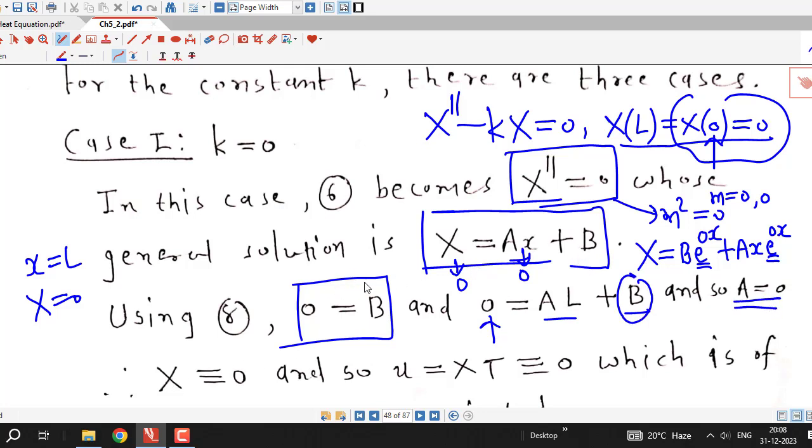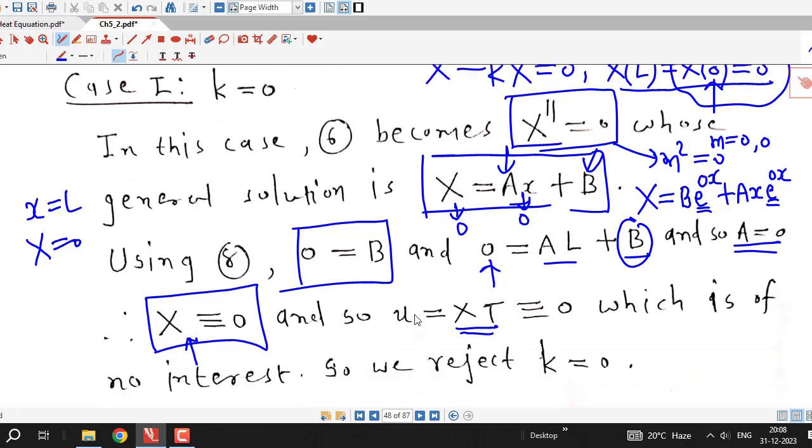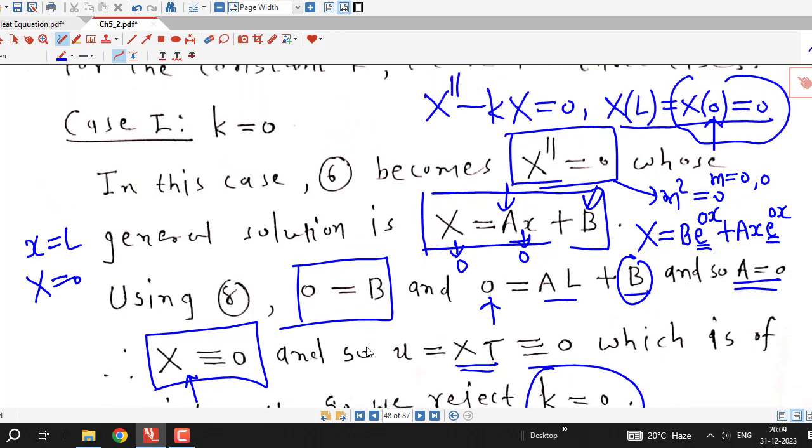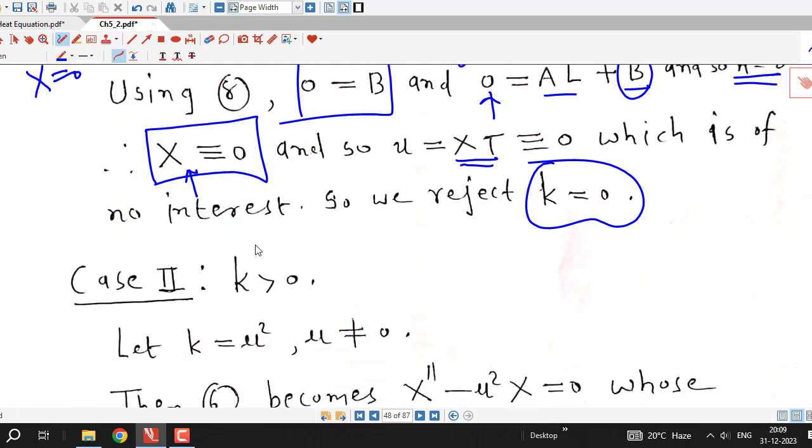And hence we can put the values of a and b here, and we obtain that capital X is identically 0, or the value of capital X is 0 for all values of small x. And u is the product of X and T, and capital X is identically 0, therefore u is also identically 0, and we are not interested in the 0 or trivial solution, so we will not consider the case that k equal to 0. Another possibility is, suppose k is a positive real number.